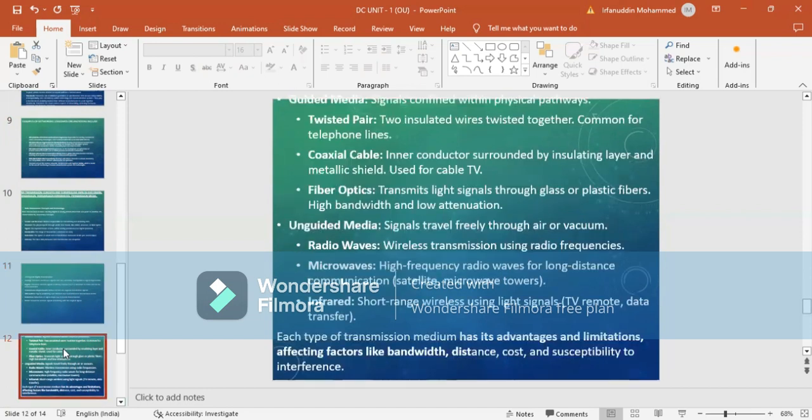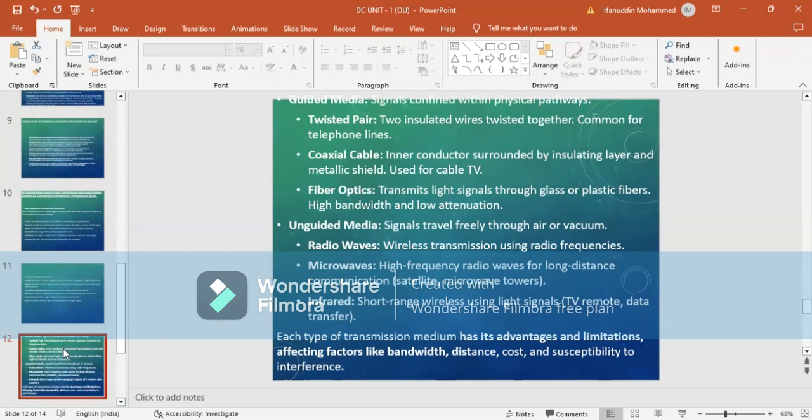Guided media: signals conform to a physical pathway. These include twisted pair, coaxial, and fiber optics. Twisted pair is two insulated wires twisted together, as in a common telephone line. Coaxial cable is surrounded by insulating layers, used in cable TV. Fiber optics uses glass or plastic fibers, with high bandwidth and low attenuation.